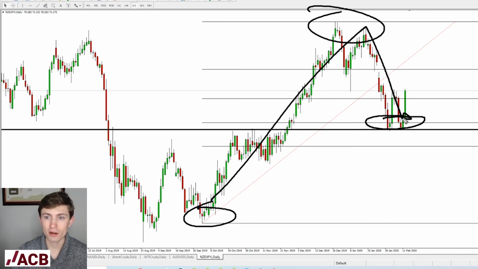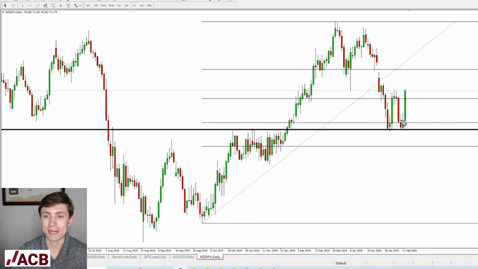The pullback came here. Beautiful little pullback continuation here on New Zealand yen. We tagged it once and then we came back to retest the second time, and now we are shooting to the upside there. I think that there's potential on this move to maybe even make its way back towards the recent structure highs.